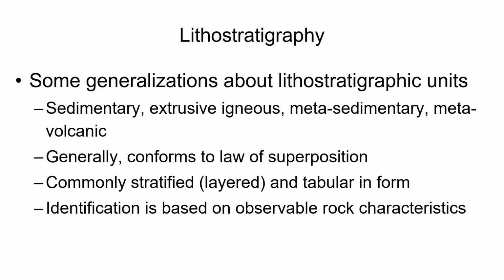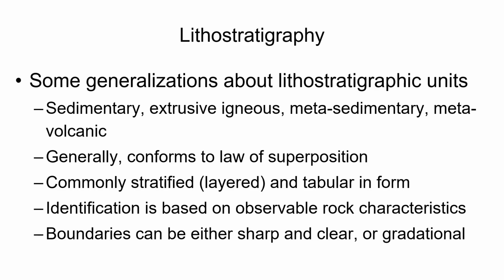We identify our lithostratigraphic units based on observable characteristics in the rocks, so the grain size, grain shape, chemistry, and so on. The boundaries between our units can also be thoroughly described, and it's something we'll be doing further in this lecture and next week as well. The boundaries between our lithostratigraphic units can be gradational, and in many cases they are, but they can also be very sharp, abrupt, and clear.